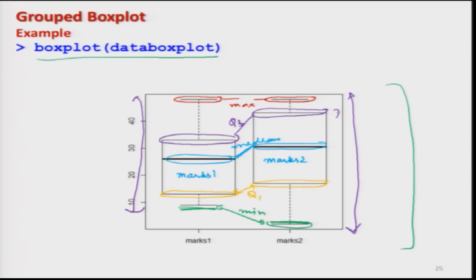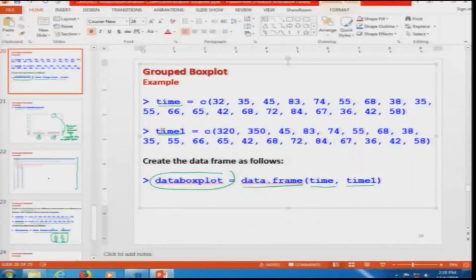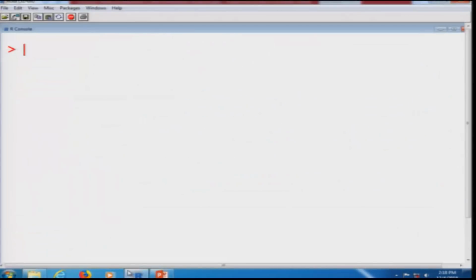And similarly, you can also compare the quartile deviation and interquartile ranges. So, you can see here this is how we can obtain it. Now, I will try to show you the construction of the box plots and the group box plots in the R software. Right. So, you can see here we already have the data on time.